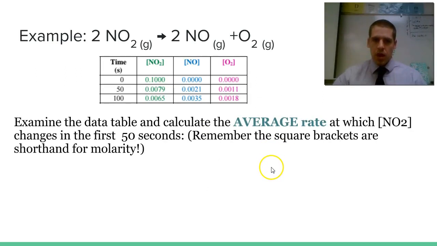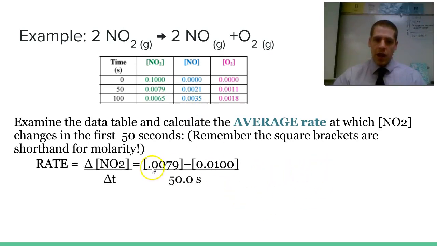Let's look at another example. Take a look at this data. So here we have two different time intervals, our initial and then two time intervals after that initial, those initial conditions. A lot of times the initial conditions are going to be 100% reactant. Calculate the change in concentration, your average rate, over the first 50 seconds. Go ahead and pause the video and do that right now.